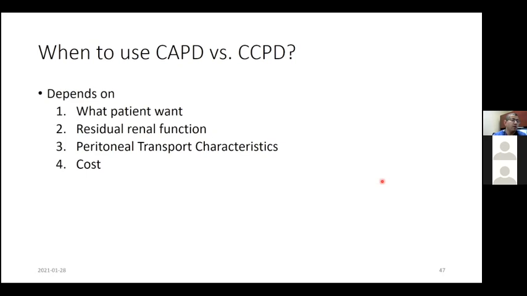Then you have residual renal function. If the patient doesn't have residual renal function, be careful, because then the patient should have CCPD, not only NIPD. Peritoneal transport characteristics. If the patient is a fast transporter, you don't want to give a patient a long dwell or a long CAPD, because here it's not going to matter much. Here, what you need is a machine which can do rapid cycles. Cost plays a big role. If the government is able to cover the cost, I would like to have many patients on CCPD, means cycler, but if the cost is an issue, then you may have to go for CAPD.